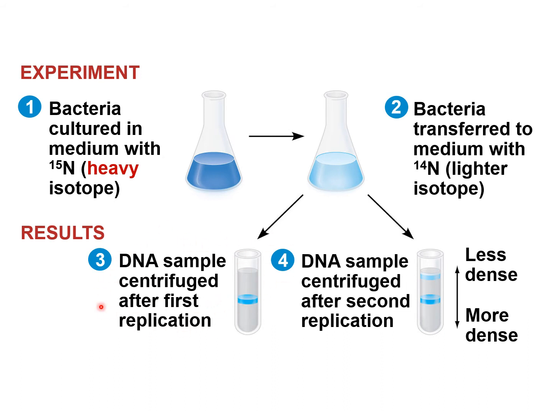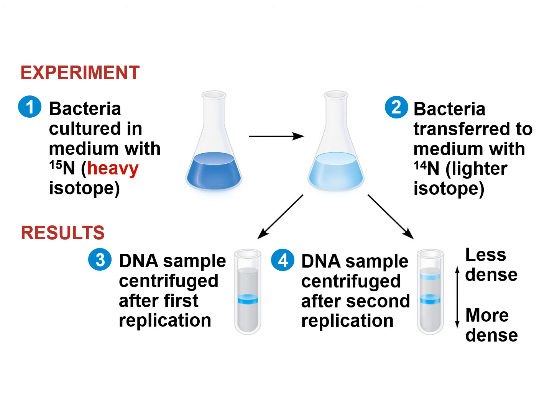So after the first replication round, what they saw was only one band. If it had been completely conservative, you would have still had your heavy nitrogen DNA strand, and you would have had a new lightweight DNA strand made with nitrogen 14, because they would have been using the nitrogen 14 to make the new strand. But they didn't see two bands. They only saw one band. So that certainly rules out fully conservative, but it does not rule out dispersive.